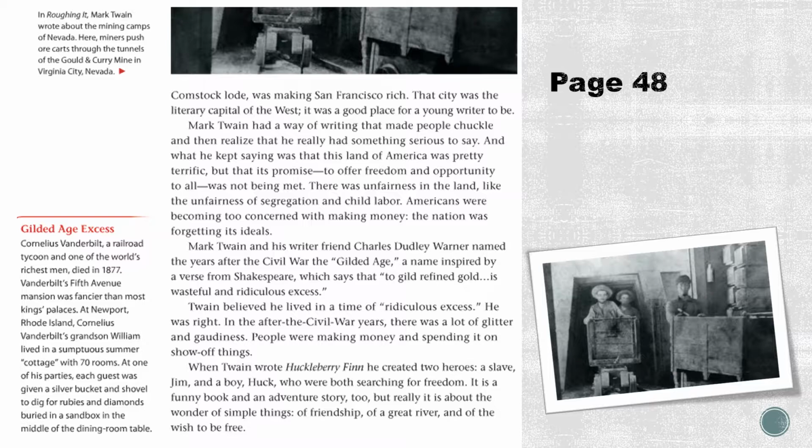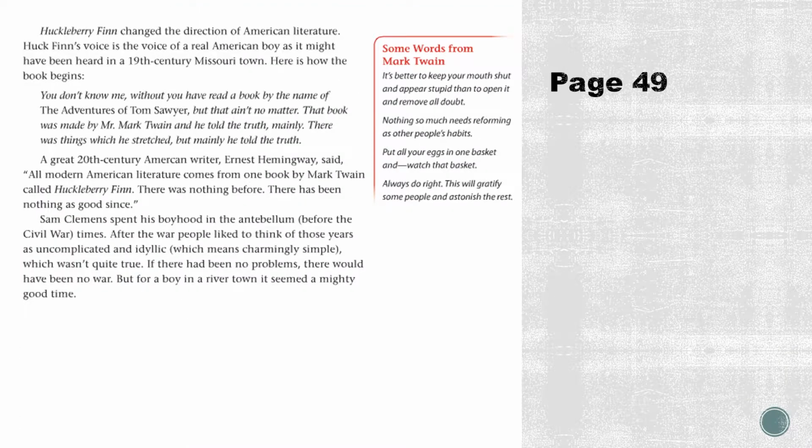When Twain wrote Huckleberry Finn, he created two heroes, a slave, Jim, and a boy, Huck, who were both searching for freedom. So these undertones of his thoughts of America at the time can be seen in Huckleberry Finn. And it's really about the wonder of simple things, of friendship, of a great river, and the wish to be free. And as you move into page 49, you're going to just read a little bit more about Huckleberry Finn and how that book changed the direction of American literature.